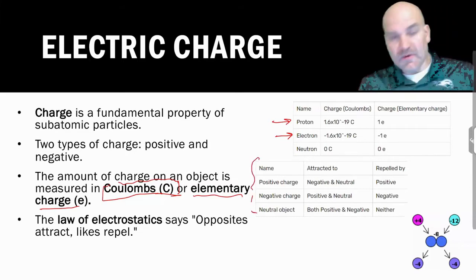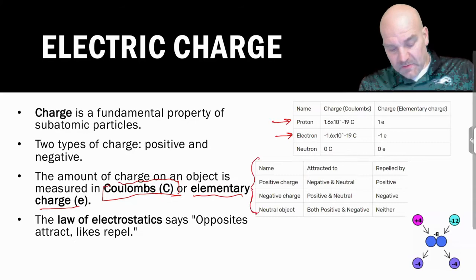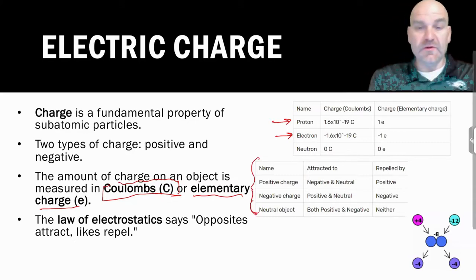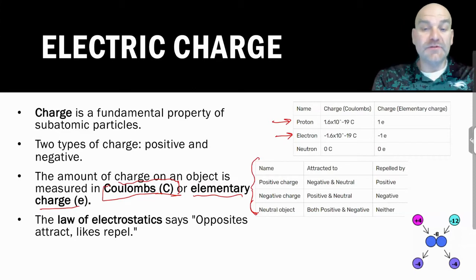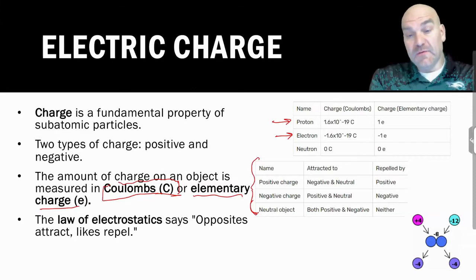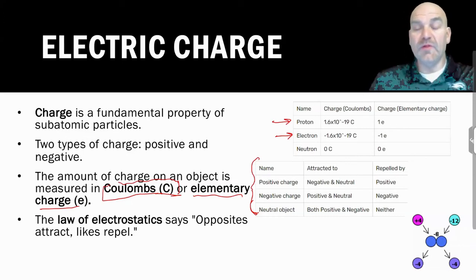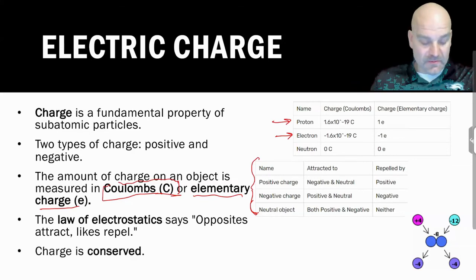You can see that in this table right here, where it's talking about what a positive charge would do. It'll be attracted to a negative charge and a neutral object, and repelled by a positive charge. A negative charge would be attracted to a positive charge and a neutral object, and repelled by a negative charge. And then the neutral object will attract both and will repel neither one of them.